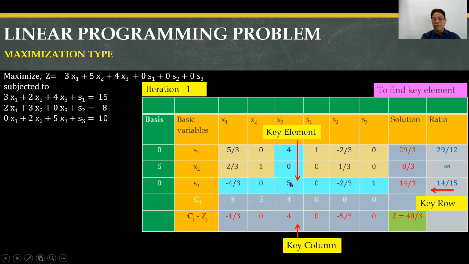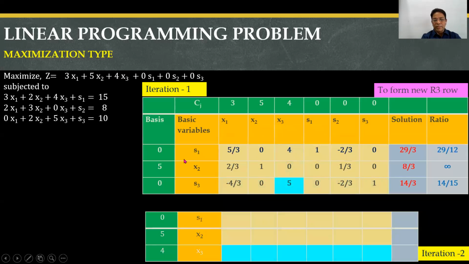So in order to make this 5 as 1, what will we do? We'll divide this entire row by 5. Before that, our next table would look something like this. S1 as it is, X2 as it is, and now this S3 is replaced by X3, and at the same time, this 0 is replaced by this 4, for this X3. Now I can write the row operation, that is R3 new row is obtained by R3 old row divided by 5, and the elements would be like this.